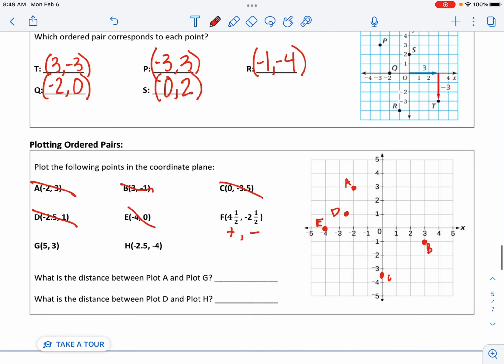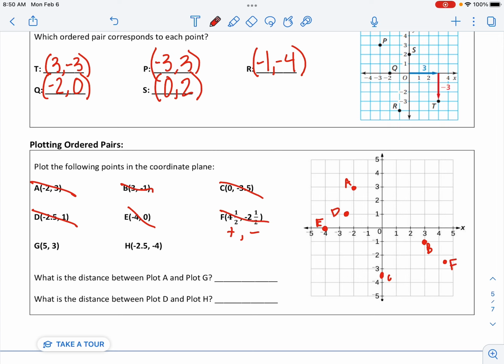So I go to the right 4.5. That's going to be in between my 4 and my 5 right there. And then I go down 2.5. So this one's going to be kind of weird. It's going to be right there in the middle of the square because we went over 4.5 and we went down 2.5. Okay, so it's going to be right there in the middle. You won't have any of those on your homework. We're going to label that F.